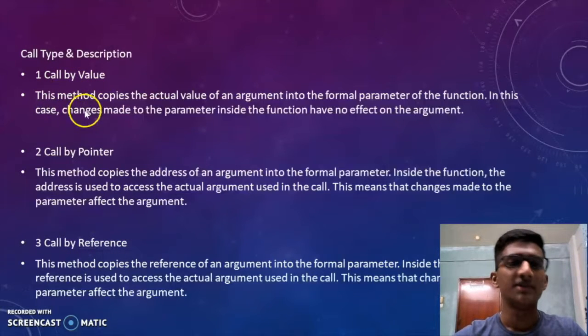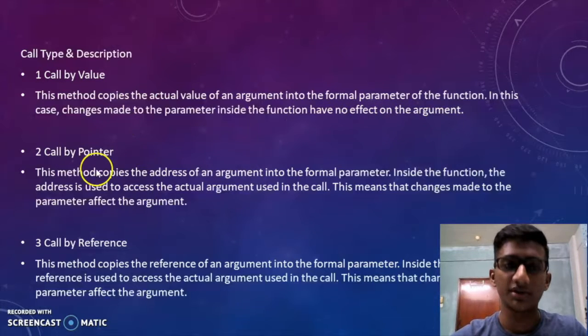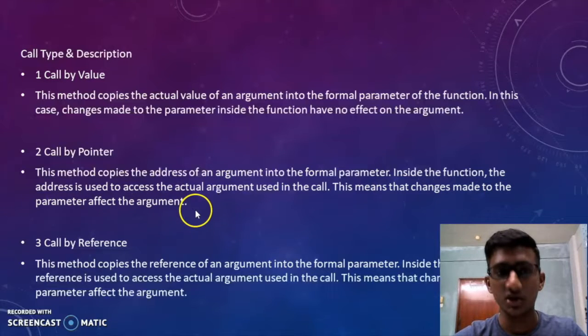Call by value. This method copies the actual value of an argument into the formal parameter of the function. In this case, changes made to the parameter inside the function may have no effect on the argument. Call by pointer. This method copies the address of an argument into the formal parameter. Inside the function, the address is used to access the actual argument used in the call. This means that changes made to the parameter affect the argument.